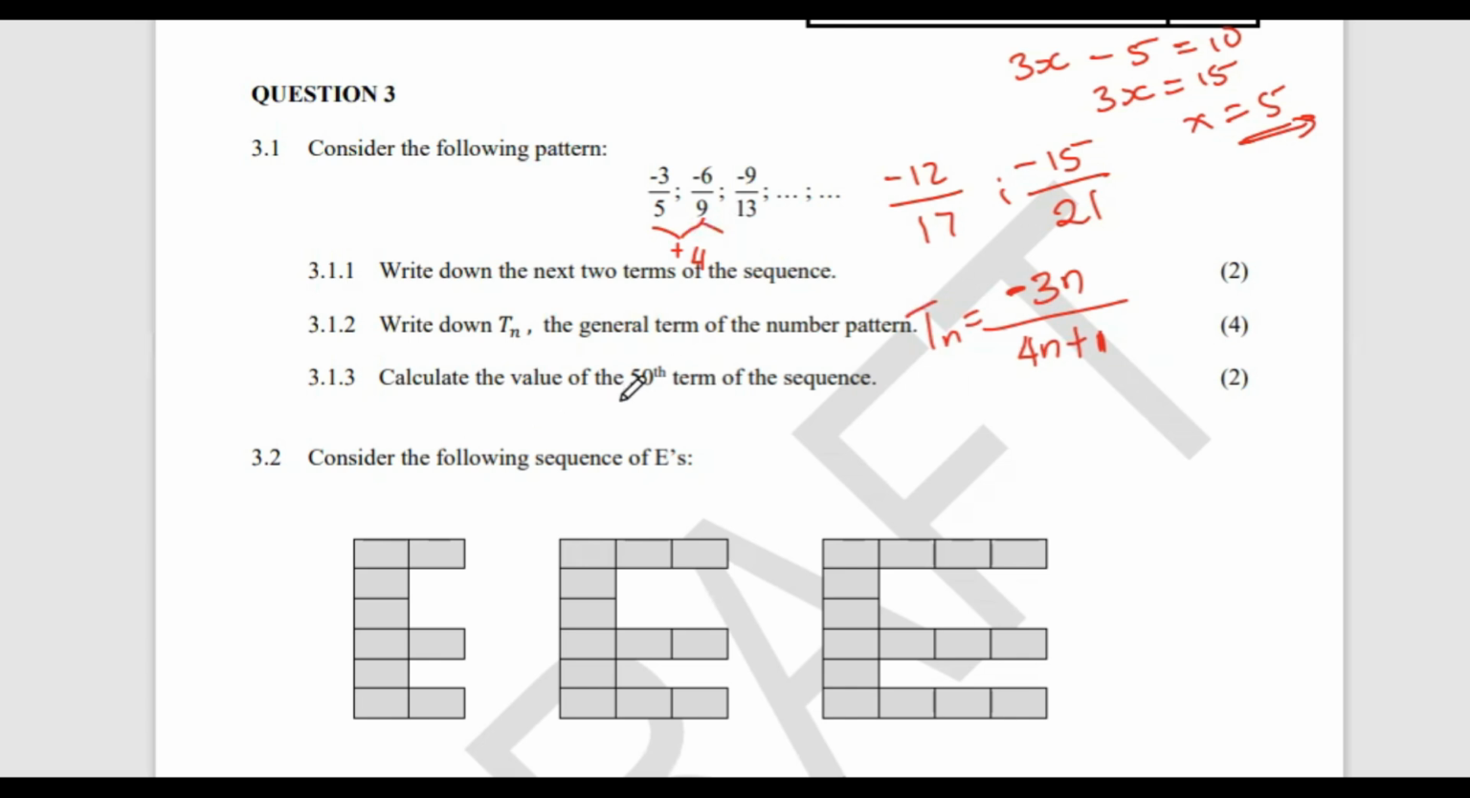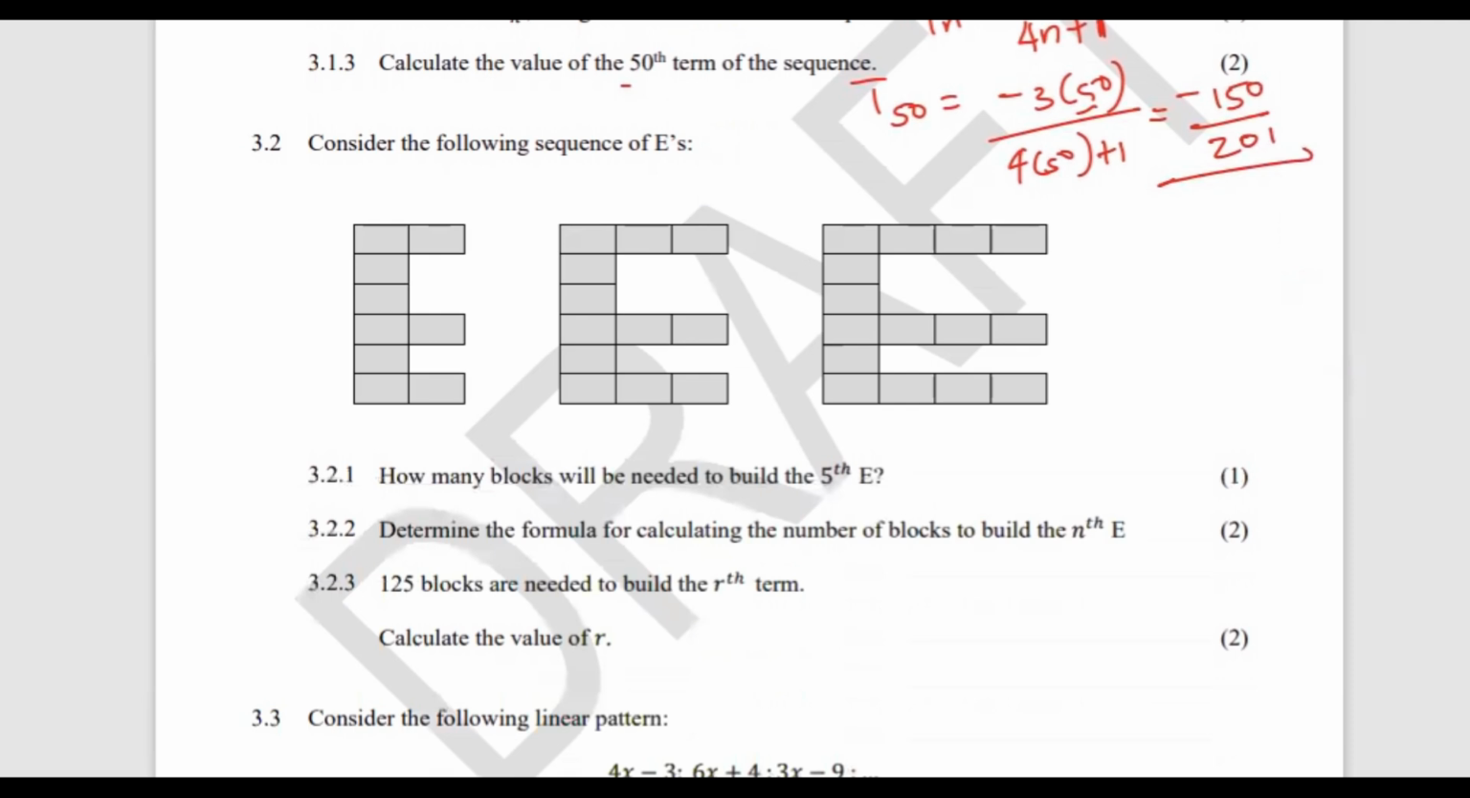Then calculate the value of the 50th term. So the 50th term is T50. Where there is n, replace it with 50. So -3 times 50 over 4 times 50 plus 1. So this is -150 over 4 times 50, which is 200, plus 1. That's going to be 201. You don't need to simplify, just leave them the way they are.